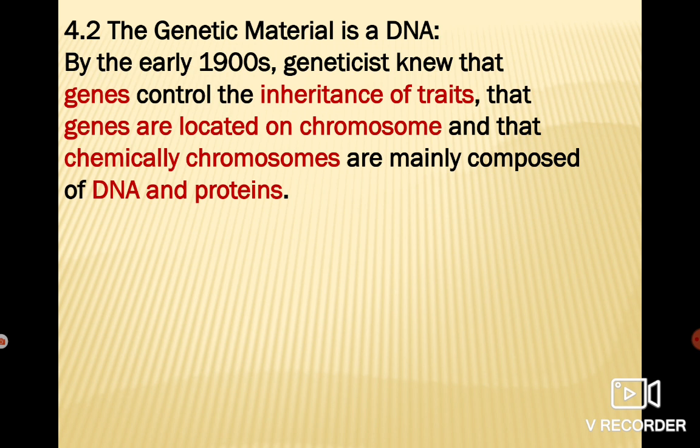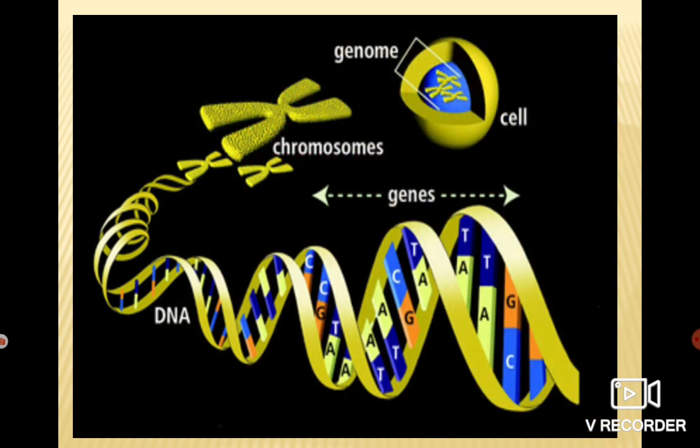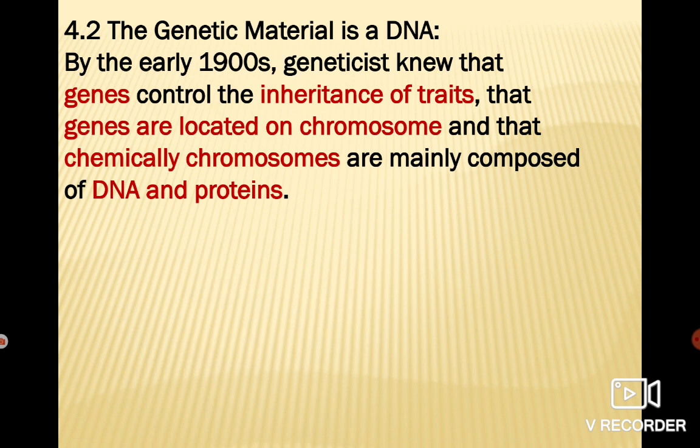By the 1900s, geneticists knew that genes control the inheritance of traits, means characters. They are controlled by genes, and their inheritance is also controlled by genes. And those genes are located on chromosomes. Chemically, chromosomes are mainly composed of DNA and protein.